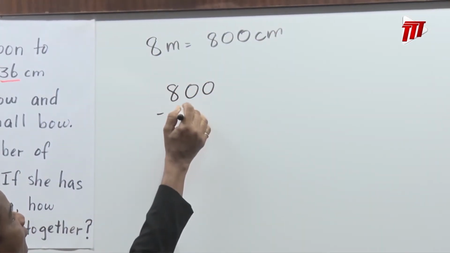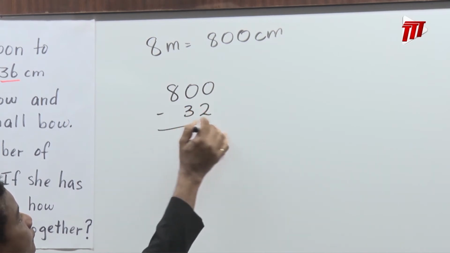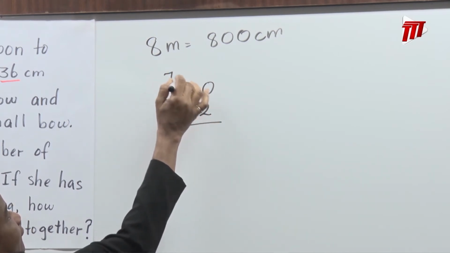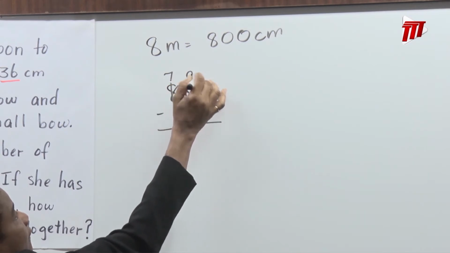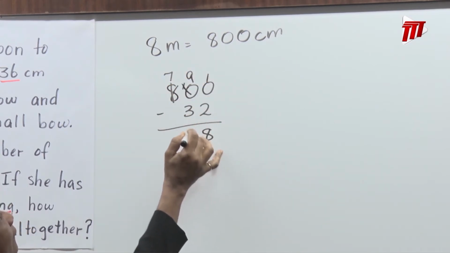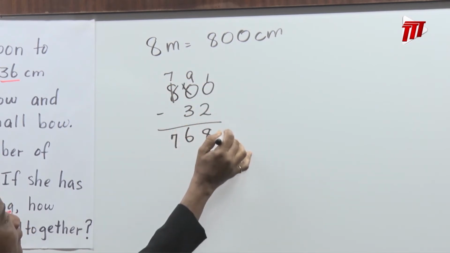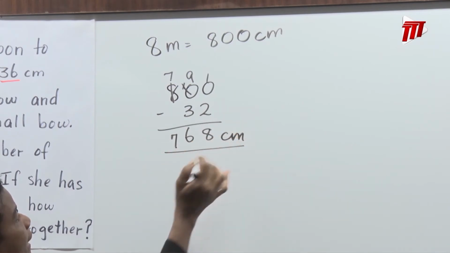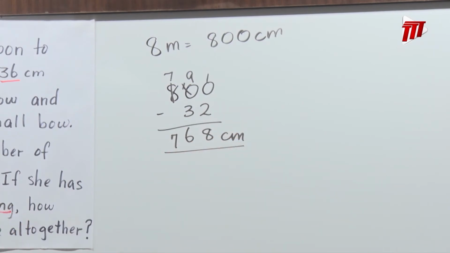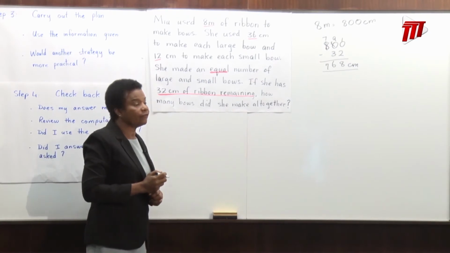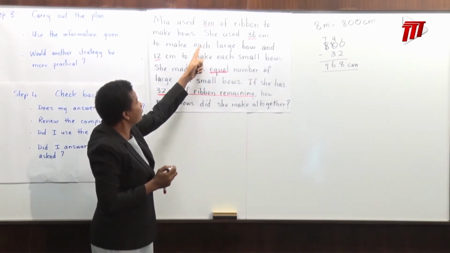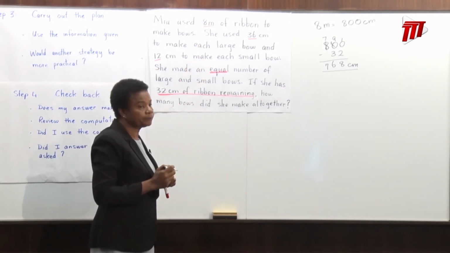800 less 32. 8, that's a 7 to the tens column. That is an 8, 6, 7. So it means that Mia used 768 centimeters of ribbon to make the large bow and the small bow.